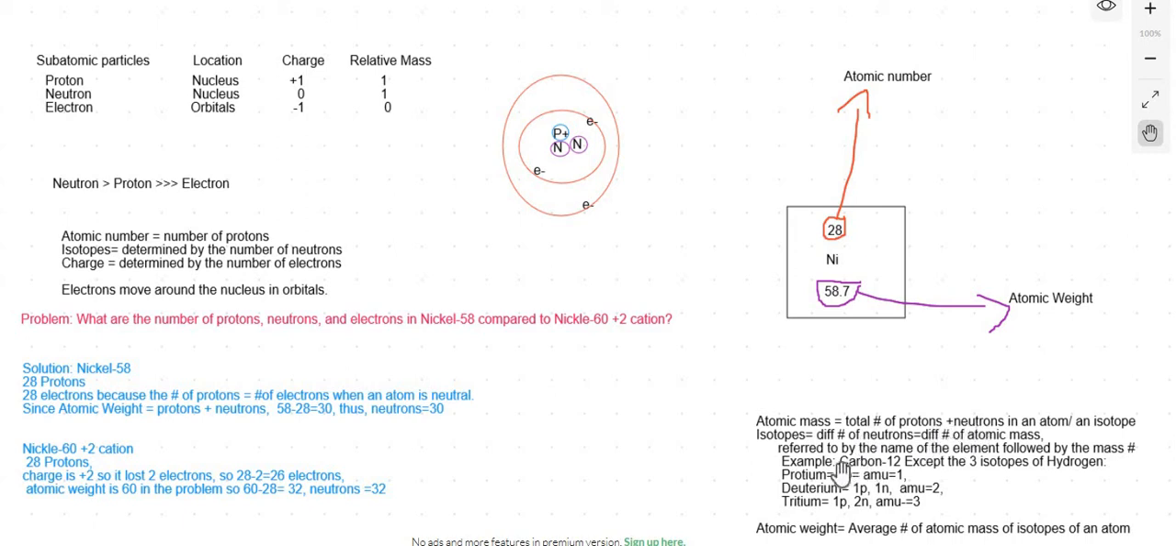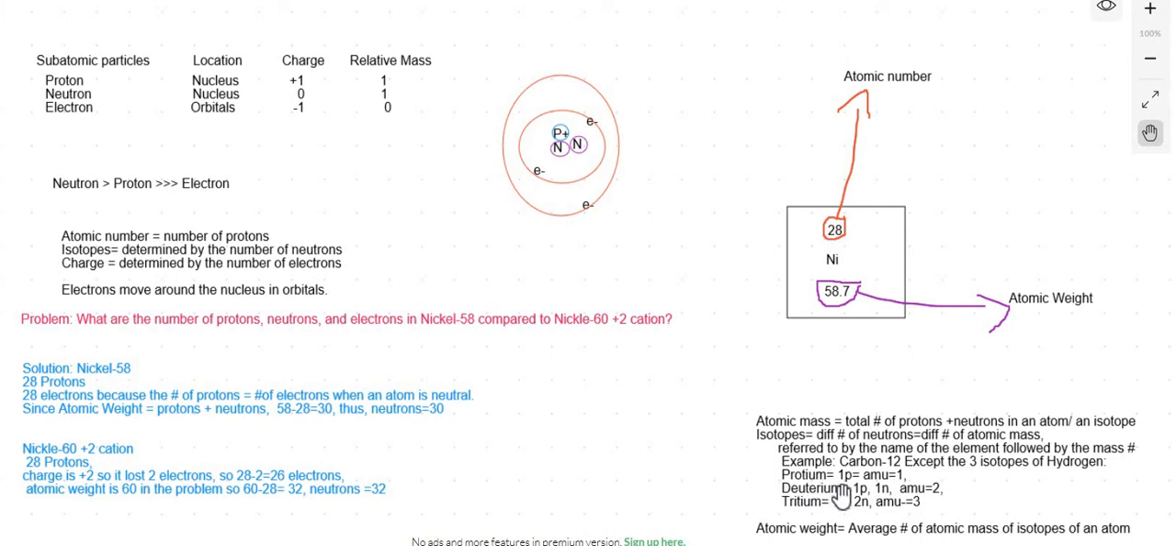When you're naming isotopes, you have to put the name of the element first, and then you put the mass number. For carbon 12, you put carbon, which is the element, and then 12, which is the mass number. Hydrogen is the only exception to this rule because hydrogen has 3 isotopes and they're named very differently.